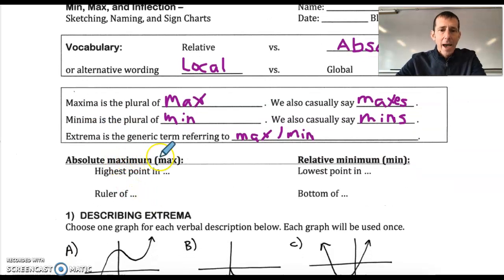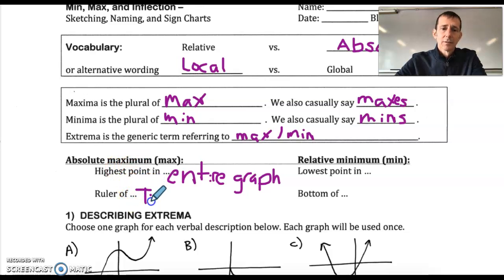So again, an absolute max is the highest point in the entire graph. Over the entire span of values, it is the highest point, if you will. Not all graphs have them, but some do, and we're going to look at that in a minute. The absolute max is the ruler of the world. It is the grandest, highest peak of all. There is no point higher than an absolute max.